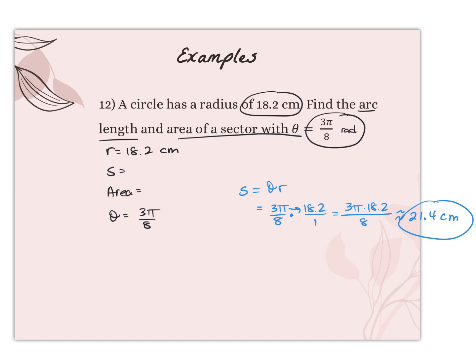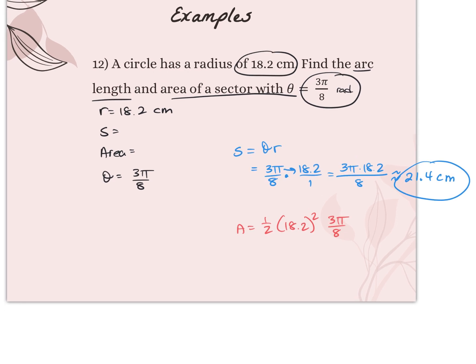Now, the area, again, I'm going to use the formula. I know that the area is, again, half times the radius squared times theta, 3 pi over 8. So, again, what I like to do is I sort of like to write this all as numerators and denominators, if that makes sense. So 18.2 over 1 squared times, and then it's 3 pi over 8. Ultimately, I know I'm multiplying all my numerators together, and I'm multiplying all my denominators together, right?